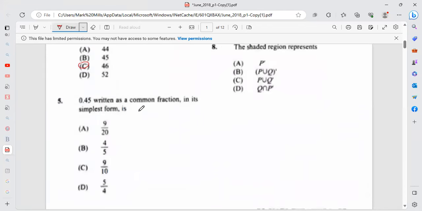Number 5. 0.45 written as a common fraction would it be in the simplest form? What do I get? First is 45 over 100 and just cancel from there. Easy, 9 over 20.